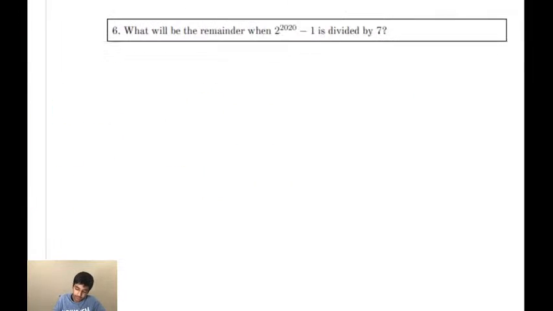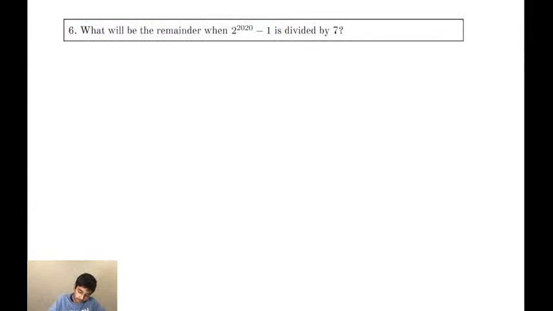Now let's move on to the next problem. What is the remainder when 2 to the 20 minus 1 is divided by 7? So you remember from the digit cycle class earlier, we can just look for a pattern. So 2 to the 1, what is the remainder when 2 to the 1 is divided by 7?